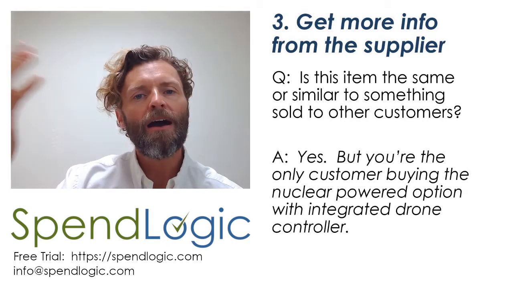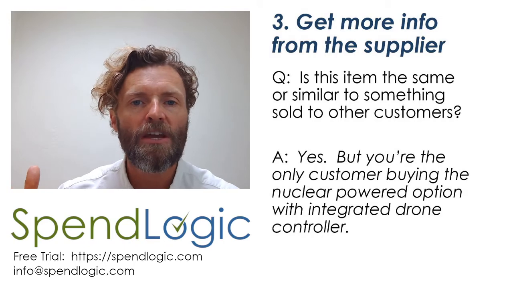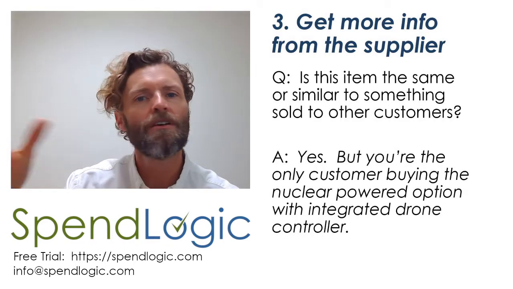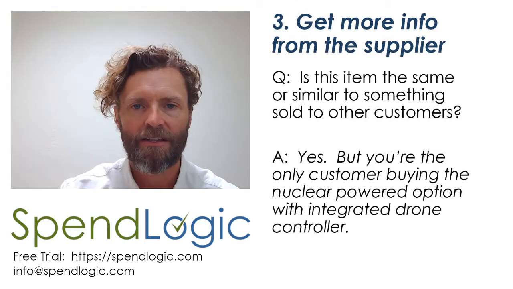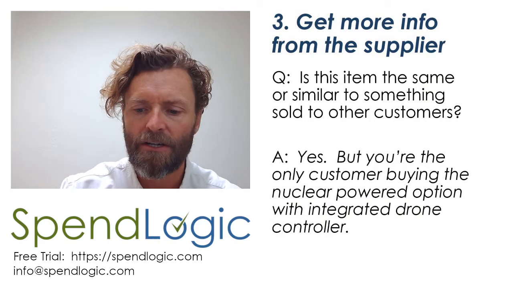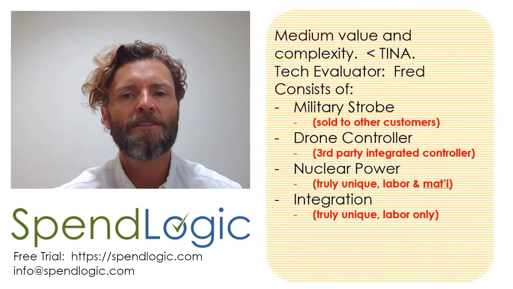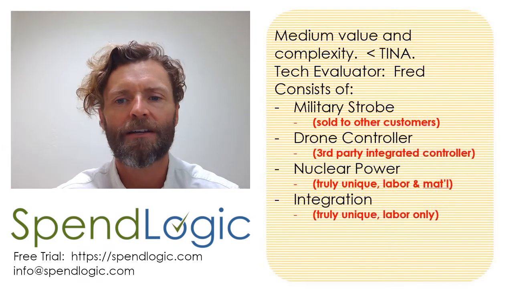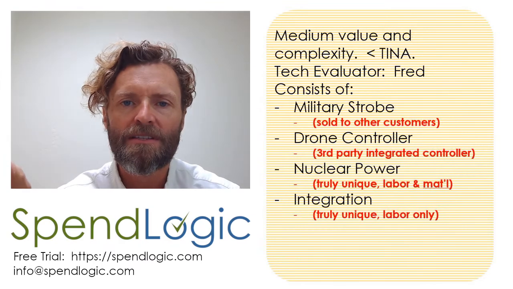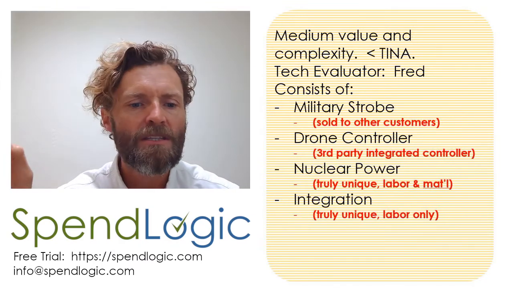Well, in my mind, as the price analyst here, that's very valuable information, because what they've told me is, yes, we have strobes. We sell strobes all day long. Great. It's the other pieces that are going to be problematic. So going back to my cheat sheet, my notes sheet, I already know from the top that it's medium value and complexity. I'm talking to Fred. I've got these pieces, and I can look at each one of these pieces and create a plan that's specific to each. So the first one is the military strobe.